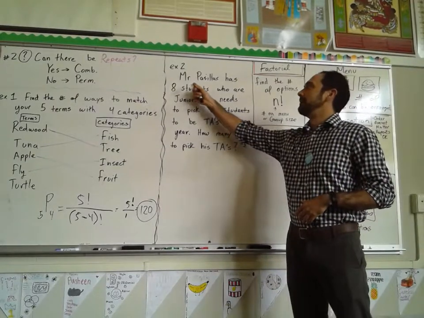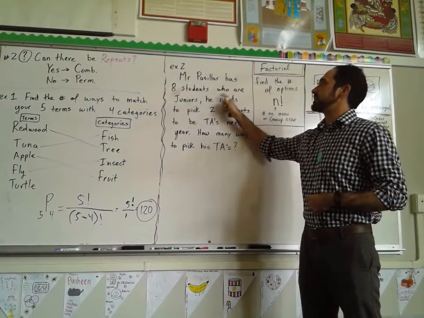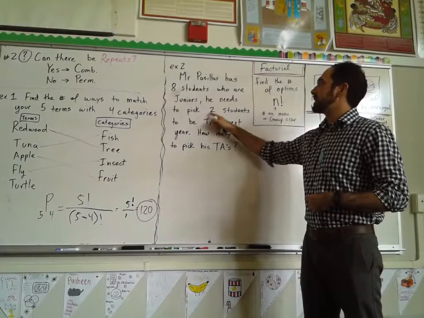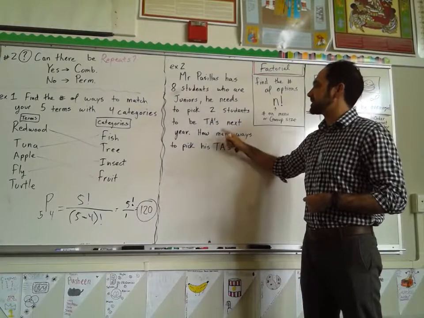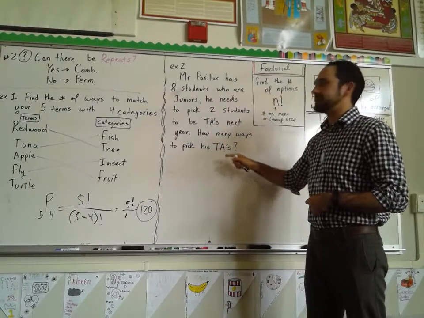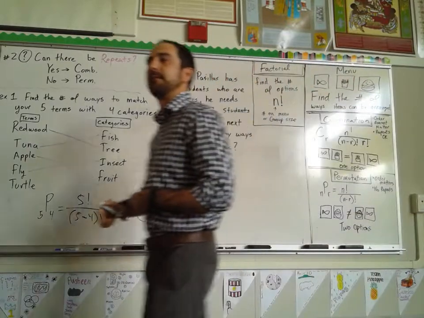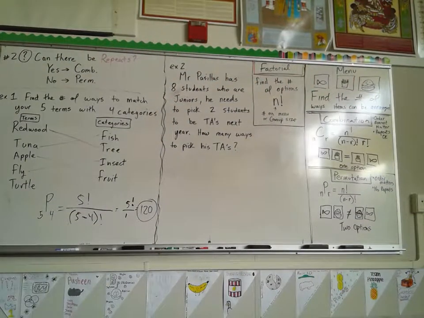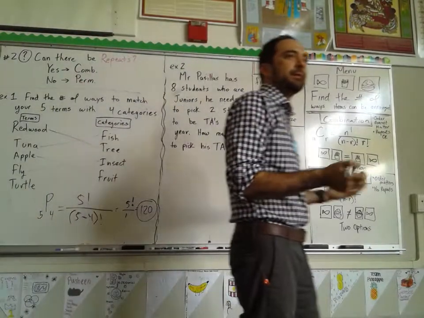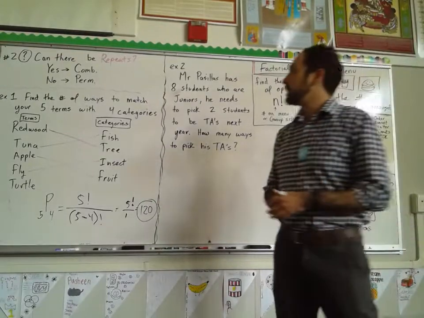Mr. Pasillas has 8 students who are juniors. He needs to pick 2 students to be TAs next year. How many ways to pick his TAs? First off, let's ask our 2 questions. First question. They have to be awesome. Are they awesome? Yes. Does order matter? No. Would it matter who I pick with the 2 students? I could pick this person or this person. So order doesn't matter.